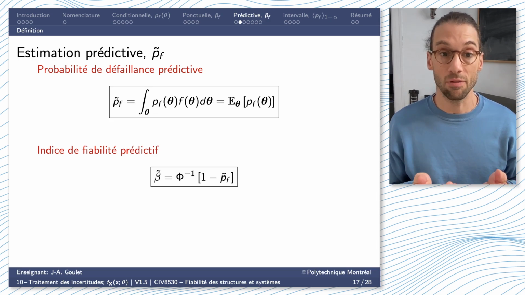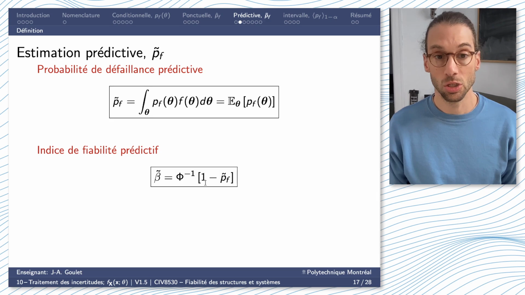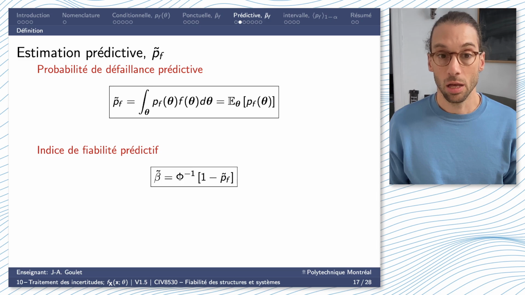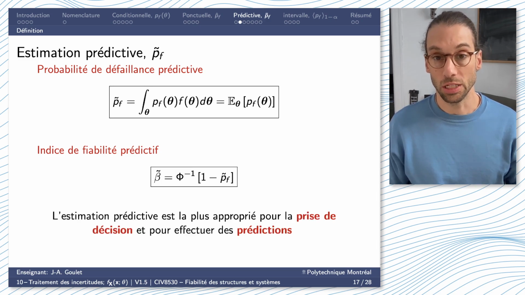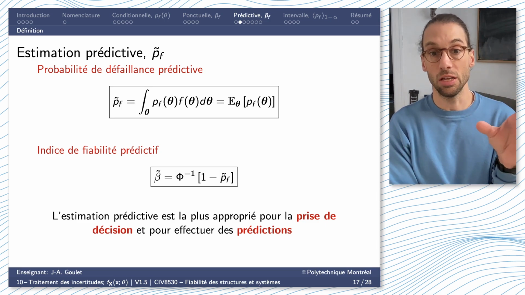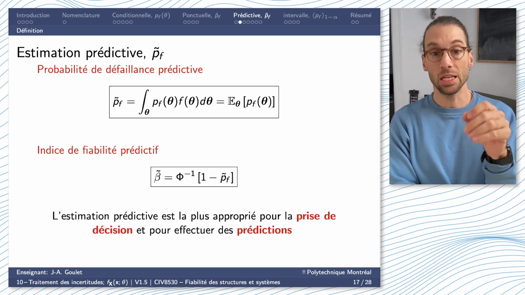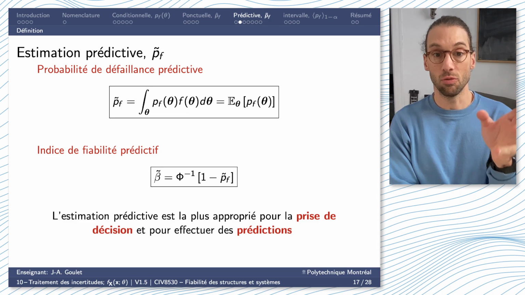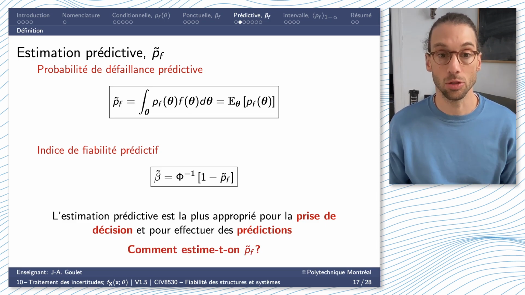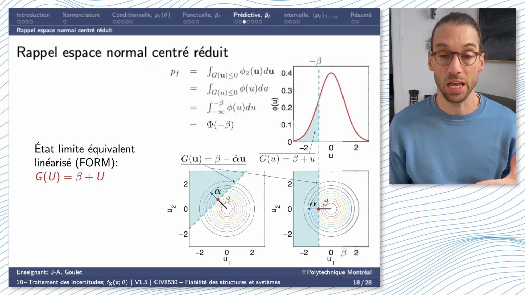We can then get our predictive reliability index by simply using the same relation we saw before. So minus the inverse CDF of PF tilde, and we're going to get our beta tilde, or predictive reliability index. And this predictive estimation for either my reliability index or failure probability is the one that should be favored for decision making in uncertain contexts. The question is, how can we evaluate that PF tilde?